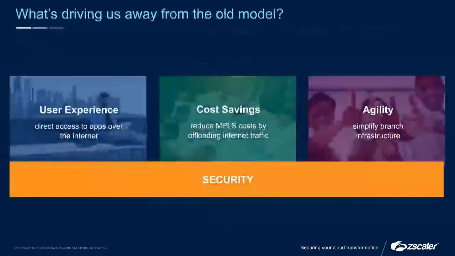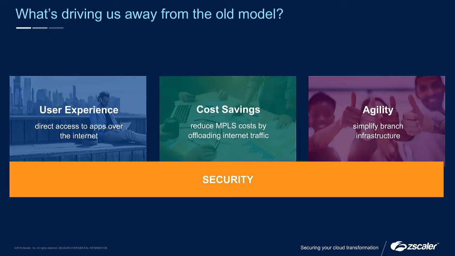So when we look at that, we have to look at what's driving us away from that old model. So the first is the user experience. And I'm going to talk about this quite a bit because being able to improve the user experience by giving people direct access to what they need over the internet is something of a game changer. The costs of looking at a hub and spoke network, as we've seen previously, those can be fairly large.